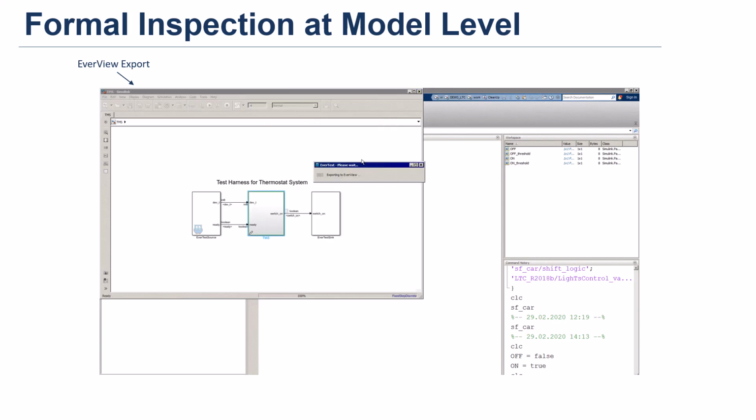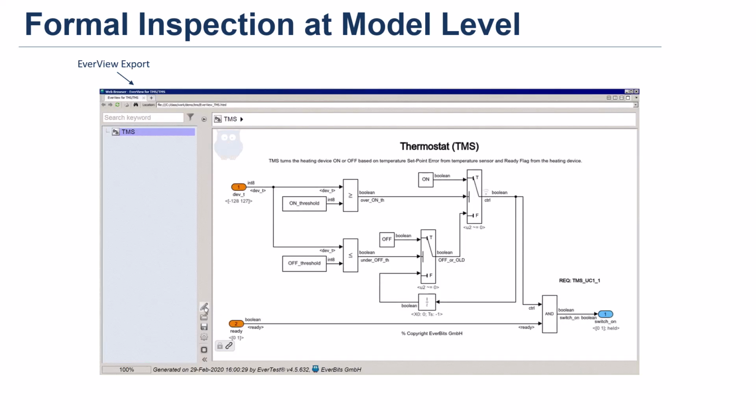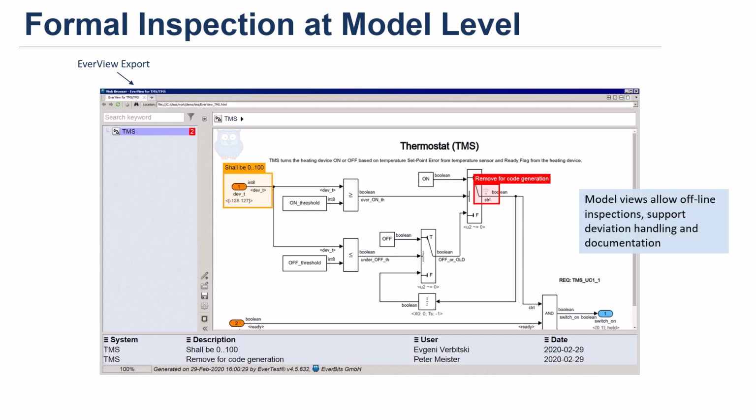We will talk about the formal inspections on the model level. Most people don't like them. They think it's a waste of time. But we will see that model views, which are the exports of models provided in the HTML format, allow offline inspections and collaboration, support deviation handling and documentation. Such views accelerate the formal inspections and the development processes altogether because they require no licenses and can be viewed in regular web browsers.